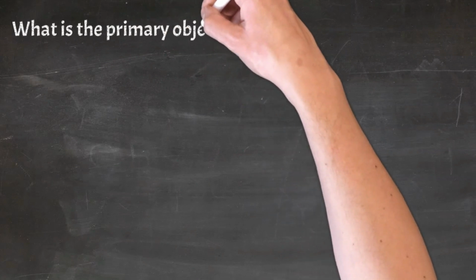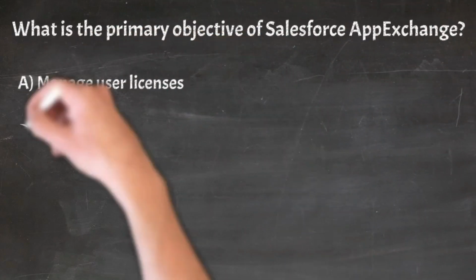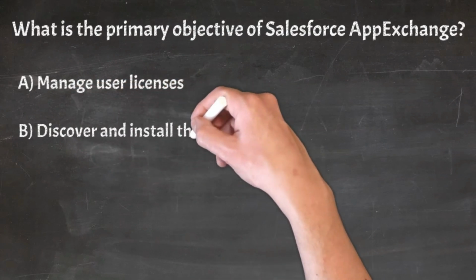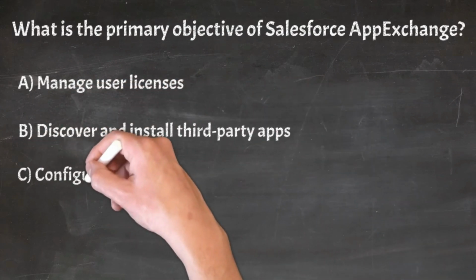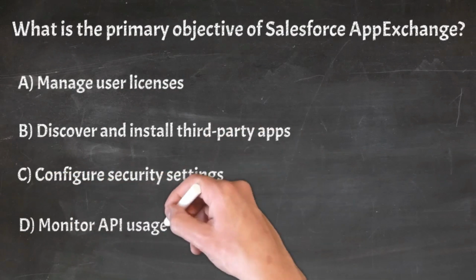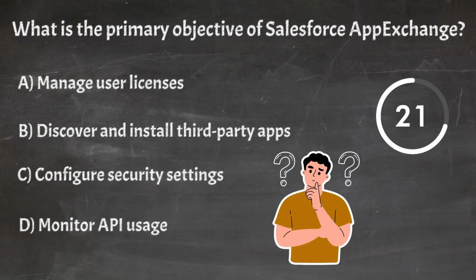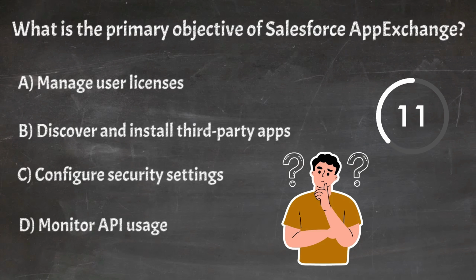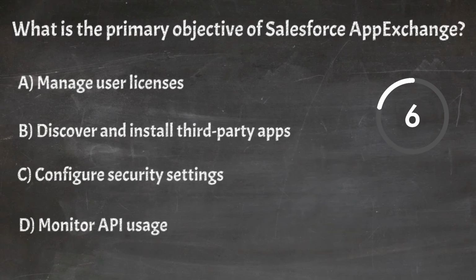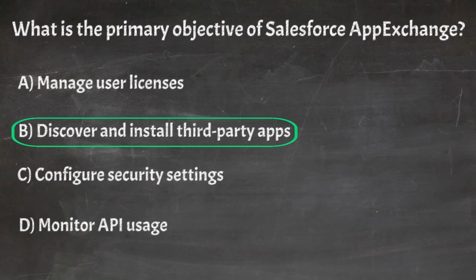Question 2. What is the primary objective of Salesforce AppExchange? A. Manage user licenses. B. Discover and install third-party apps. C. Configure security settings. D. Monitor API usage. Correct answer B. Discover and install third-party apps.